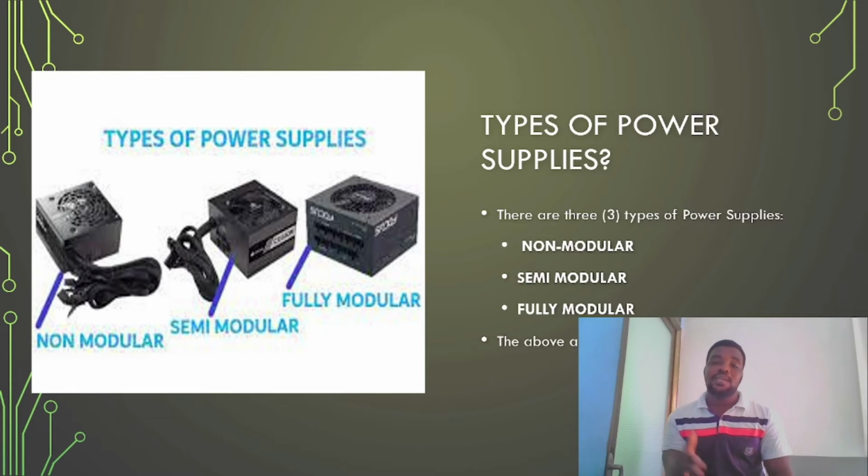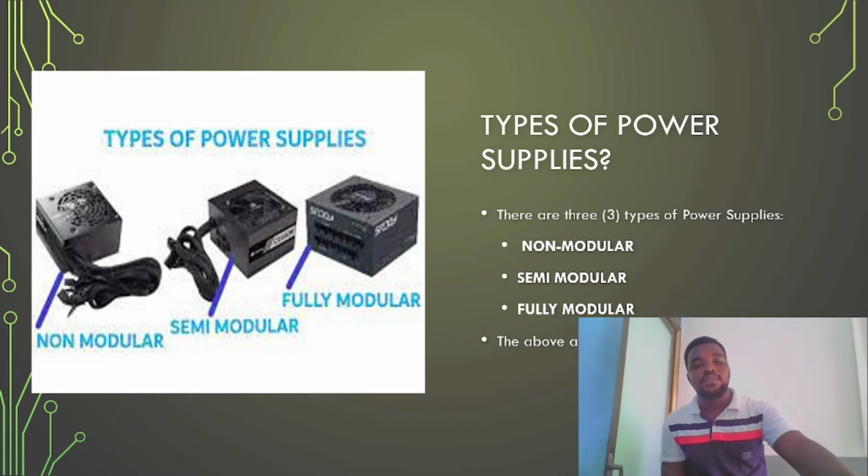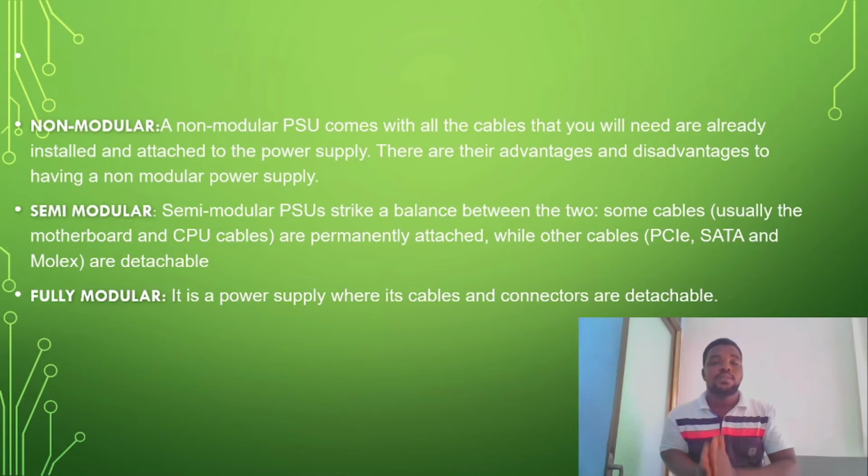So here we have types of power supplies. We have three types: the non-modular, the semi-modular, and the fully modular. You can find the images on the far left. The first one on the far left shows the non-modular, how it looks. The one in the middle shows a semi-modular, and the last one shows a fully modular. I'll talk about the types briefly.